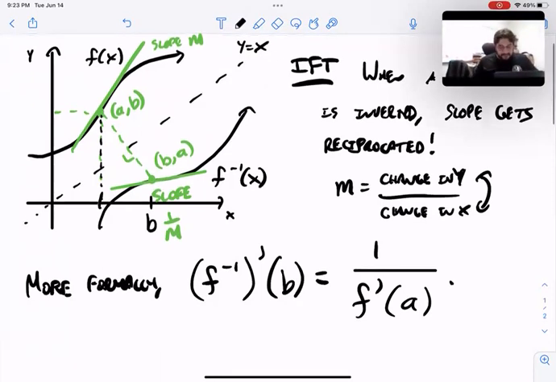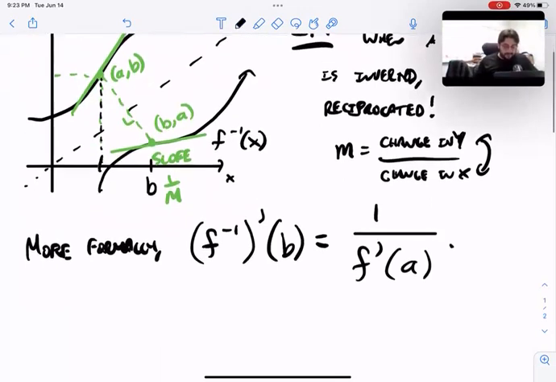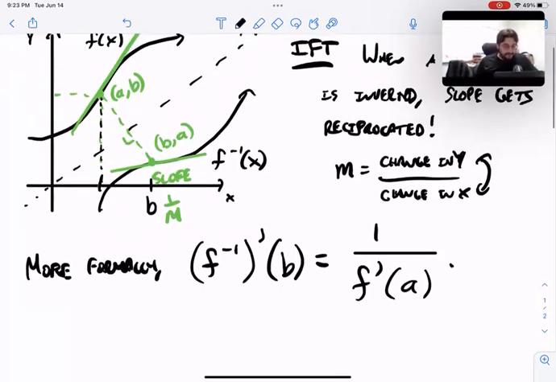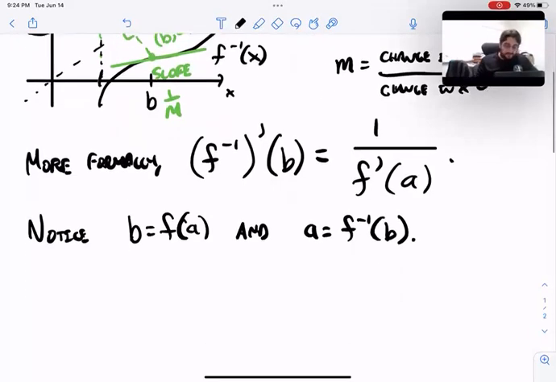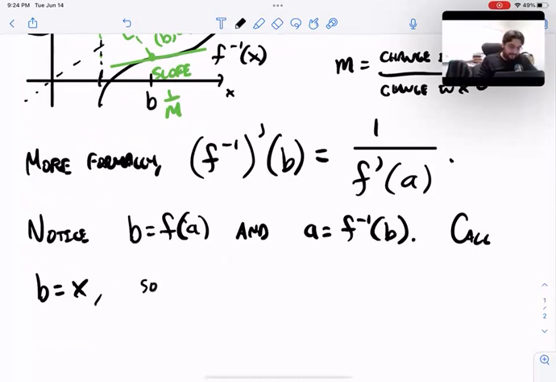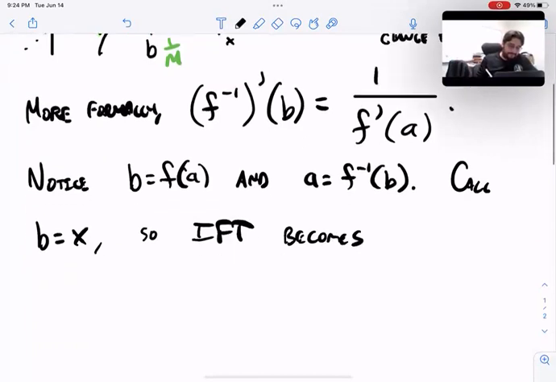If you want to make it even more explicit, you could also say the following. You could say that notice that B is actually equal to f of A. And also another way to say that is that A is equal to F inverse of B, right? So if you want, you can call B the variable X, and then sub in to get that the inverse function theorem becomes a nice little formula.